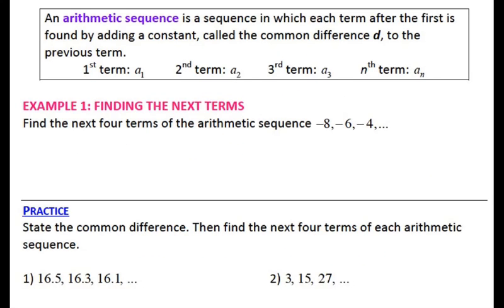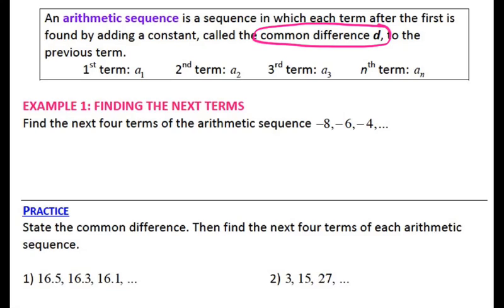So an arithmetic sequence is a sequence in which each term after the first is found by adding a constant, which is called the common difference. So this right here, your common difference, is whatever you are adding and subtracting every single time. So if you're adding and subtracting the same number every single time, that is called an arithmetic sequence.